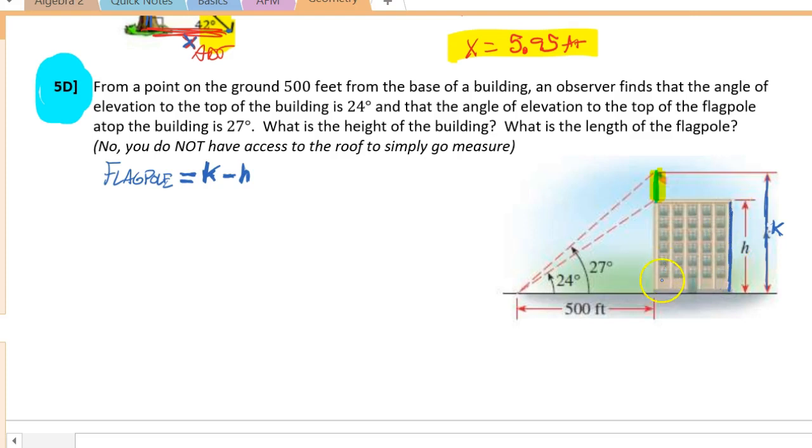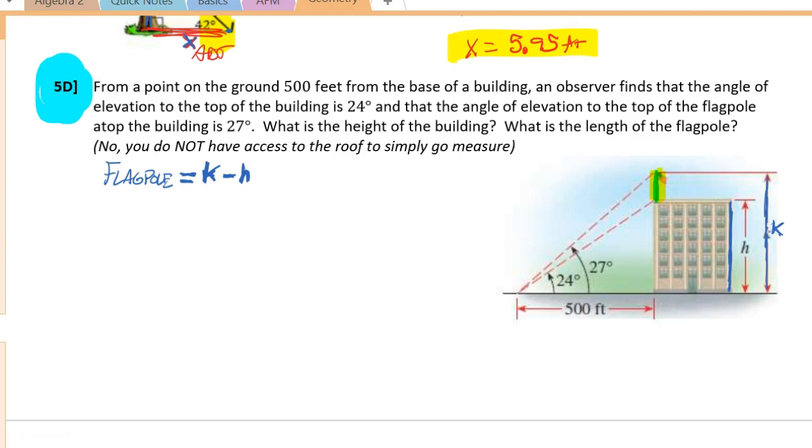Think about it. If I told you the distance from the ground to the top of the flagpole was 110, and I told you the distance from the ground to the top of the building was 100, you would do 110 minus 100, which would give you a distance of 10. Well, it's not that easy. We're going to have to set it up.